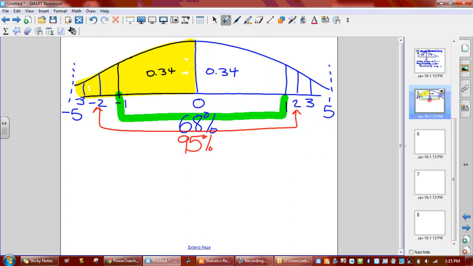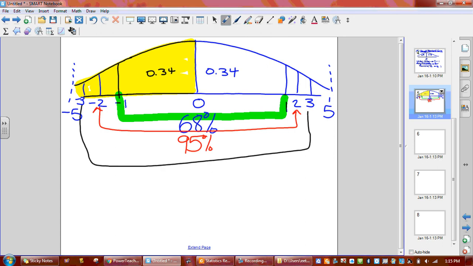And then we stretch it out to -3. We're going to do -3 all the way to +3. And now we're stretched almost right to the edge. We're at like 99.7, so they're saying roughly 99% of the data. So these are the 3 numbers that we call the 3 rules of the curve.